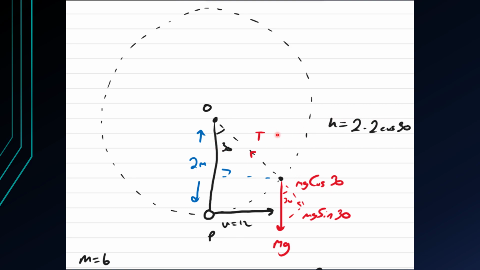When it's reached 30 degrees, the height of the particle above the horizontal is 2 minus 2 cosine 30. So 2 cosine 30 is this little adjacent side. I'll just mark it. So this length here is 2 cos 30, and so this is that height here, 2 minus 2 cos 30.